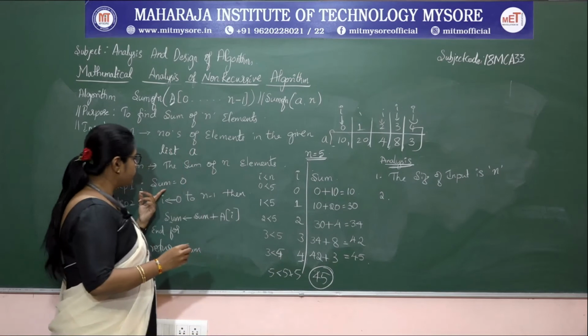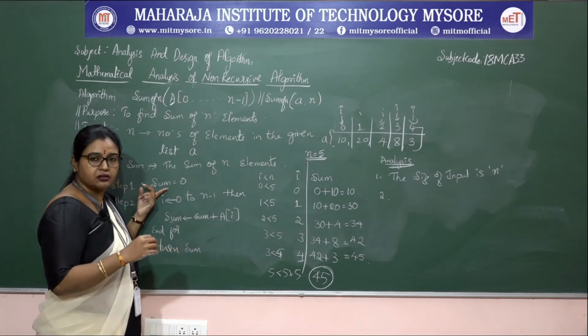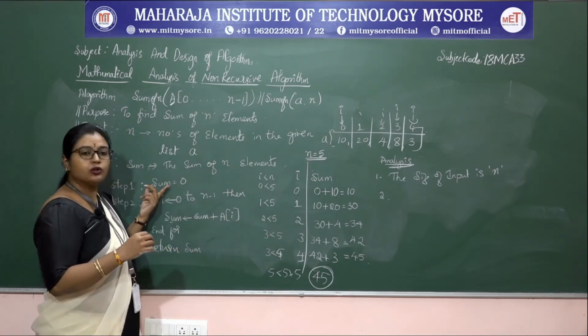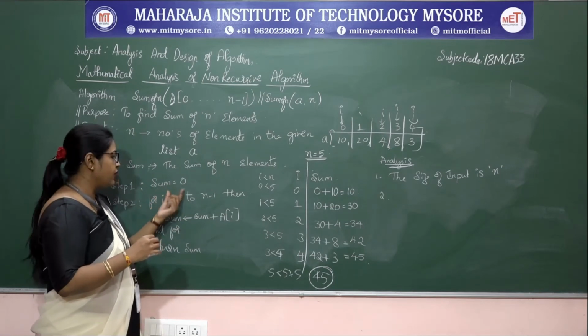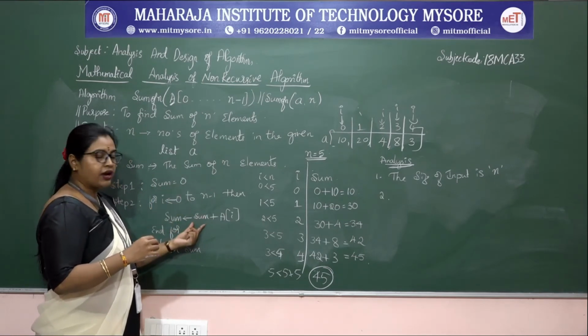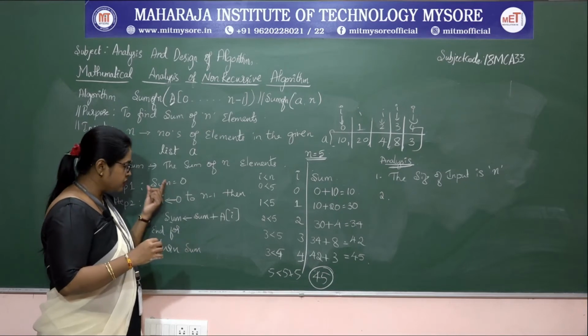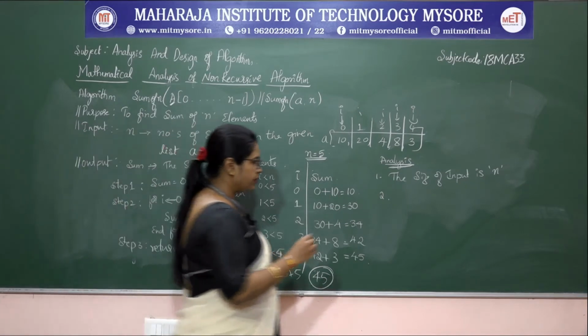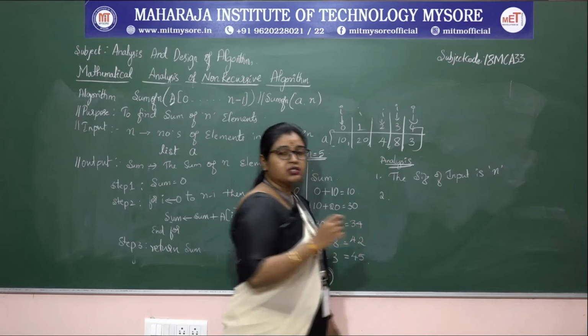So of course the temporary variable is here, the sum, but this is not the input. We have just used this to find out the result. That is initialized to 0. Second step, we need to identify, what is the second step?